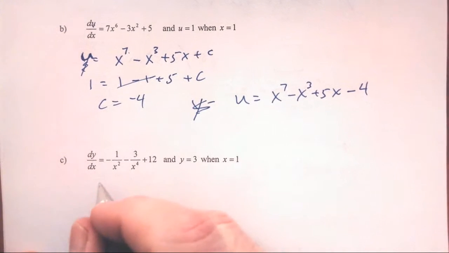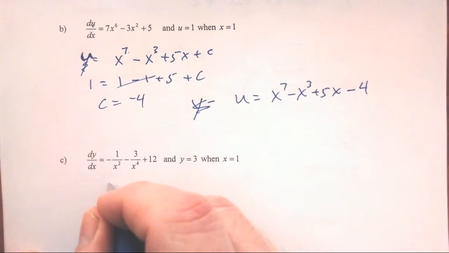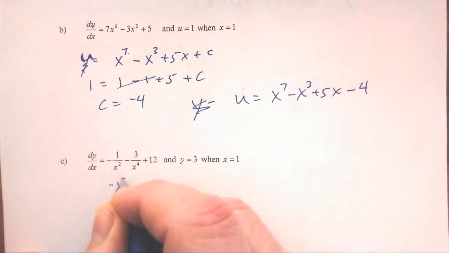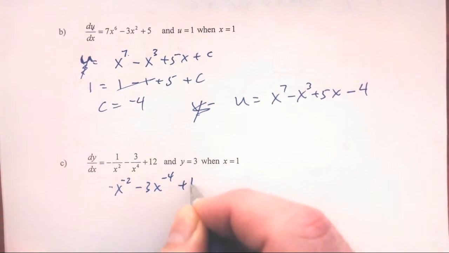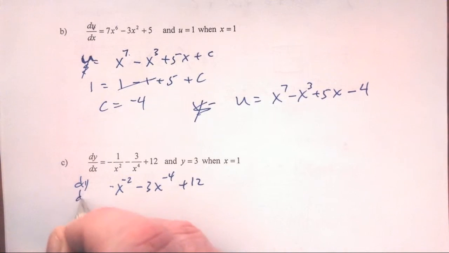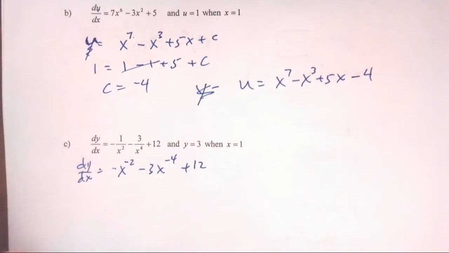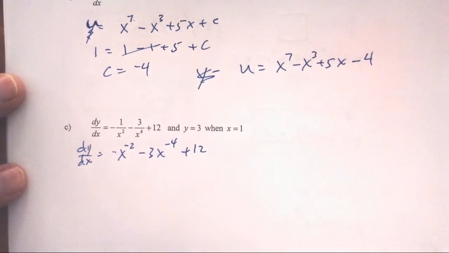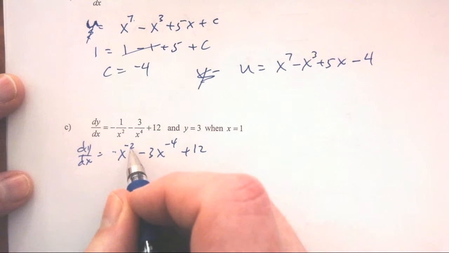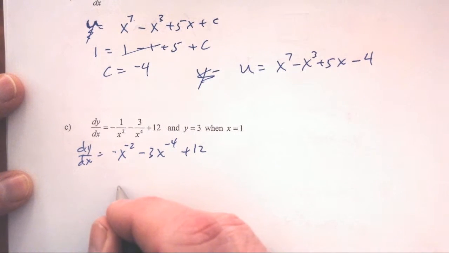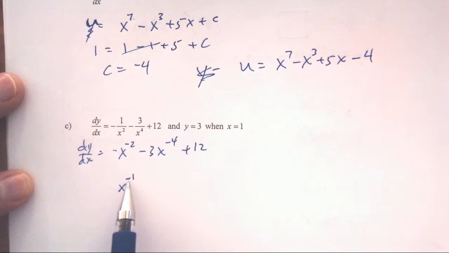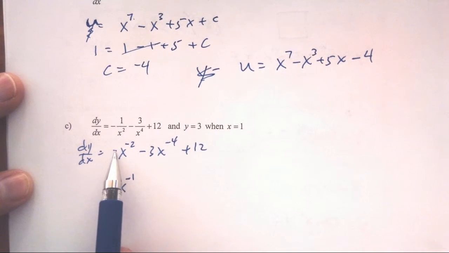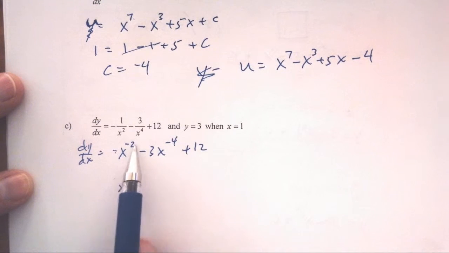Okay. If I think of this as negative x to the negative 2nd minus 3x to the negative 4th plus 12. That might help us. You may be fine without that, but I'm going to go ahead and add that for right now. If I end up with a negative 2nd, I must have started with a negative 1st. The derivative of x to the negative 1st is negative 1 x to the negative 2nd.